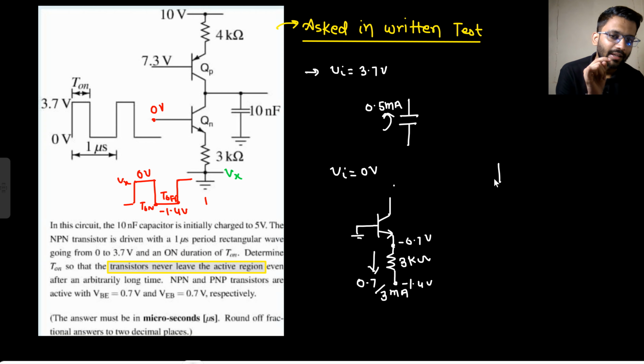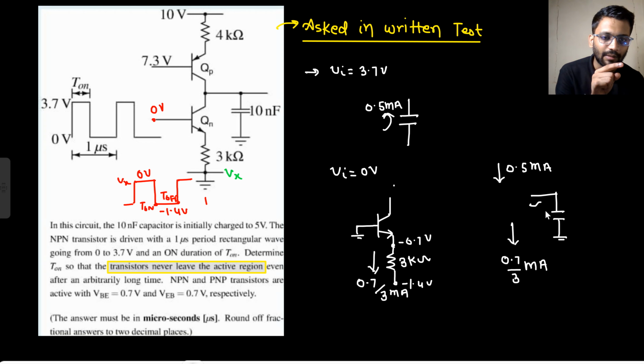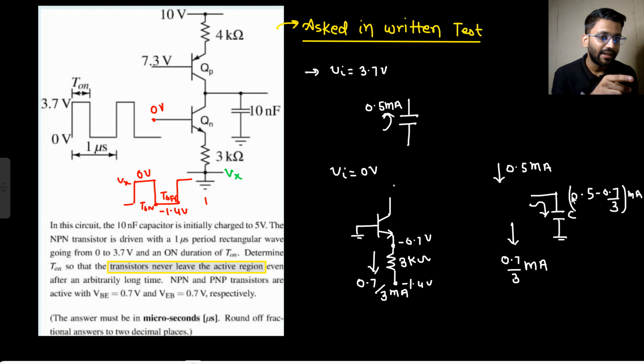So what would be happening in the capacitor? From the upward direction, 0.5 milliampere current is coming, and in the downward direction you are having 0.7 by 3 milliampere current. So the rest of the current would be going into the capacitor in this direction. That current would be 0.5 minus 0.7 by 3 milliampere. So the capacitor would be getting charged with this current and getting discharged with 0.5 milliampere.